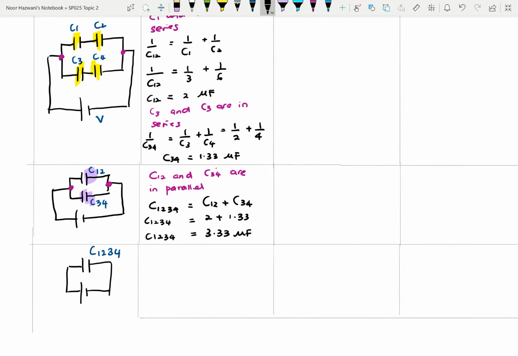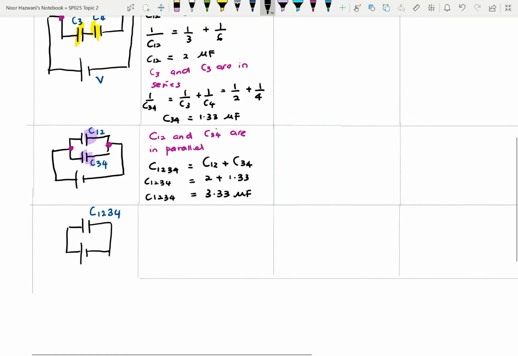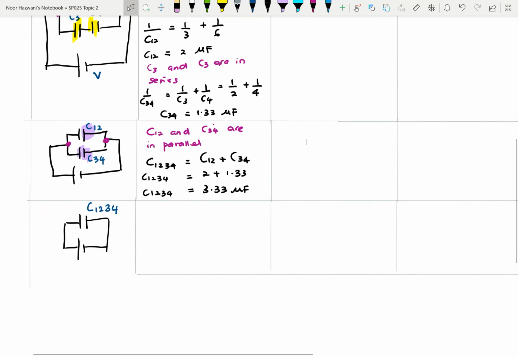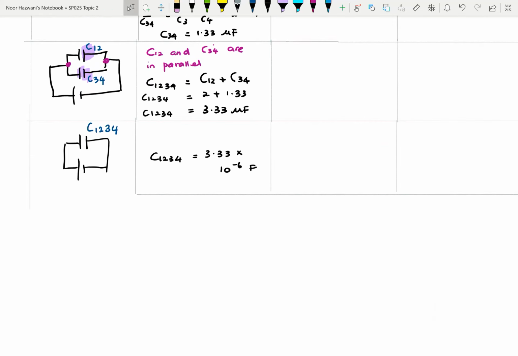Okay, so you dah dapat C effective. Okay, so column yang last, row yang last, box yang last kali ni, you akan tulis sahaja C1, 2, 3, 4 and then convert into farad. Okay, sebab memudahkan kita untuk kira Q dan juga V nanti. Okay, so done for the part A.